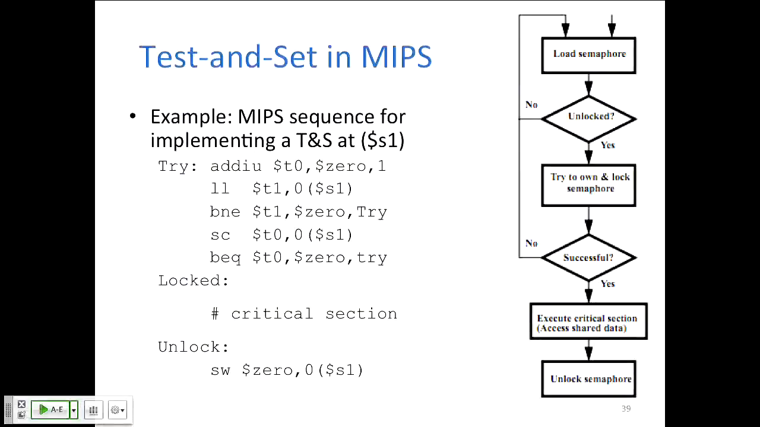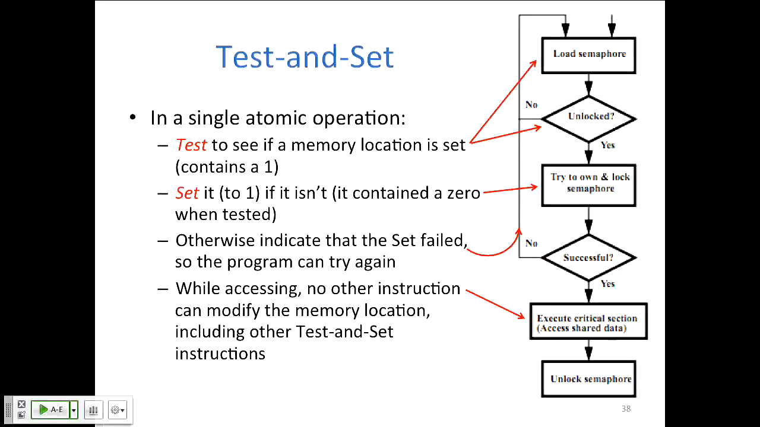So this looks a lot like what we had before. You put a 1 into T0. You load link the location of the lock, S1. If you find that it's not 0, that means it's locked. Repeat. So you're just going to repeatedly go around here trying to do load link. One thing I should have mentioned.